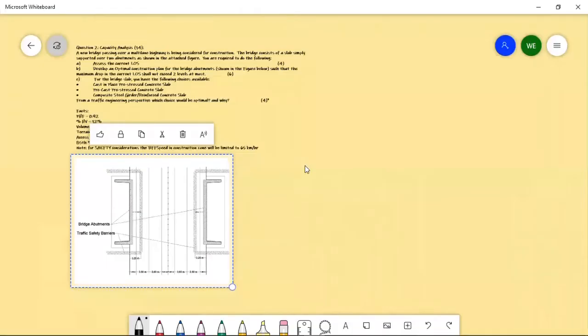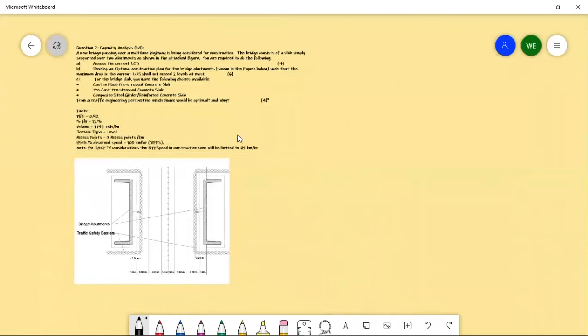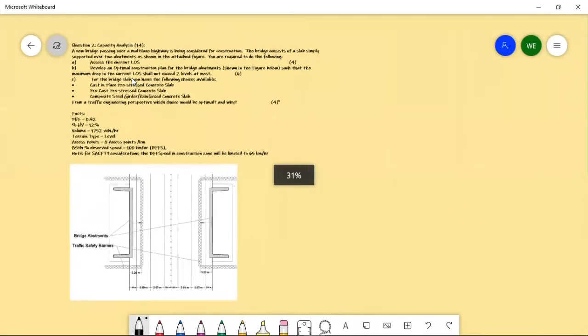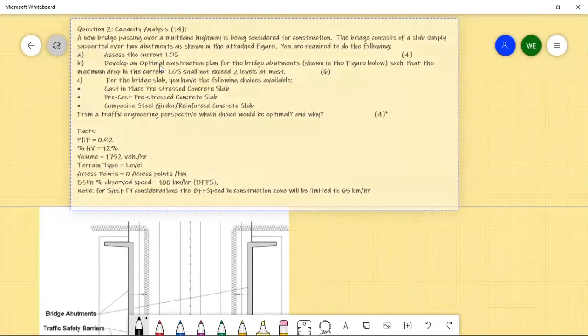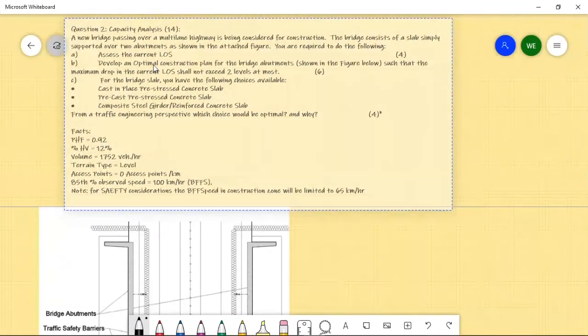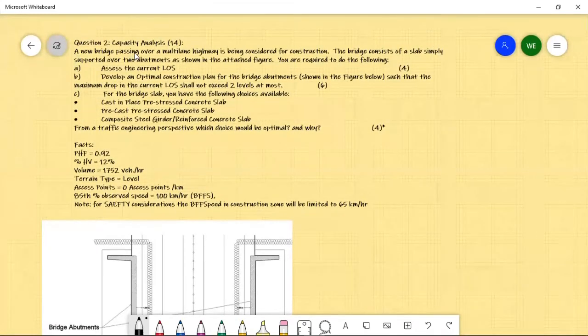Okay, guys, we are back and we have this new problem that we are going to be solving. It's basically a case that you might face as a construction engineer. The problem reads as follows. A new bridge passing over a multi-lane highway is being considered for construction. The bridge consists of a slab, simply supported over two abutments, as shown in the attached figure.